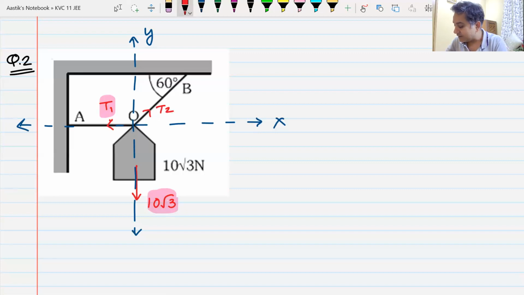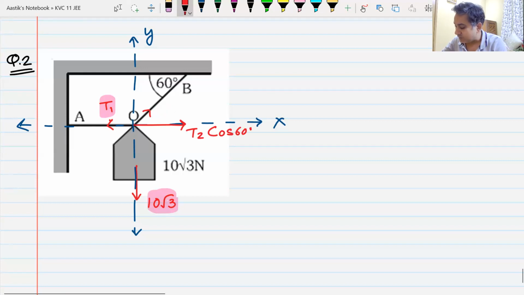So I will write it like this. This one will become T2 cos 60. Yes or no, bacha? How did I get this? Yes, sir. I will tell you how I got this.